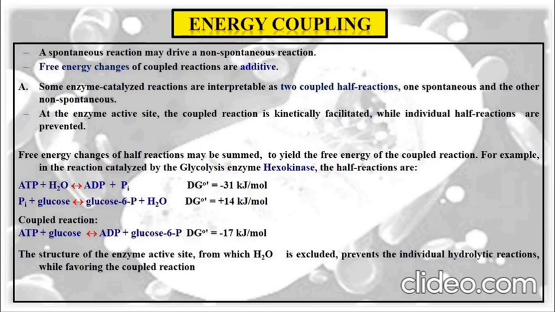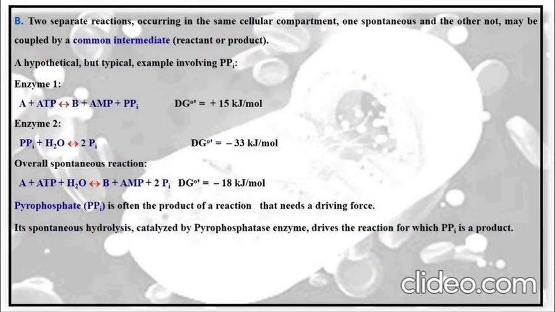For example, in the reaction catalyzed by the glycolysis enzyme hexokinase, the half reactions are ATP plus water gives ADP plus inorganic phosphate, and in the coupled reaction, the ATP plus glucose can be coupled with the inorganic phosphate plus glucose reaction also. The structure of the enzyme active site from which water is excluded prevents the individual hydrolytic reactions while favoring the coupled.